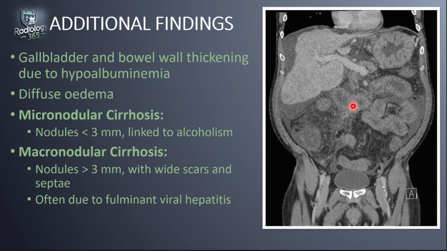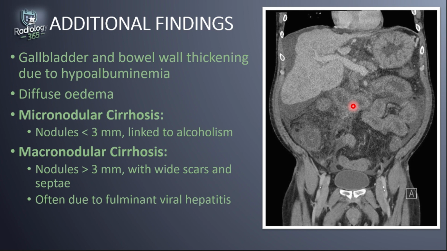Other findings include gallbladder and bowel wall thickening, as well as diffuse edema and ascites due to low albumin and fluid retention. We classify cirrhosis as either being micronodular, that's when the nodules are very small, less than 3 millimeters, and that's usually linked to alcoholism, or macronodular, where the nodules are larger and are separated by wide fibrous bands. This is the typical appearance in cases of severe viral hepatitis.